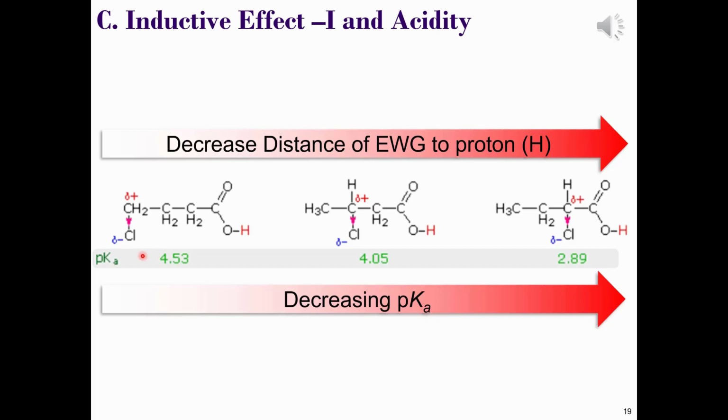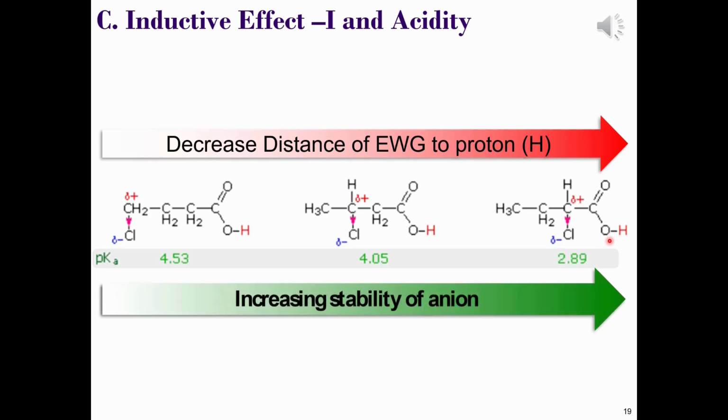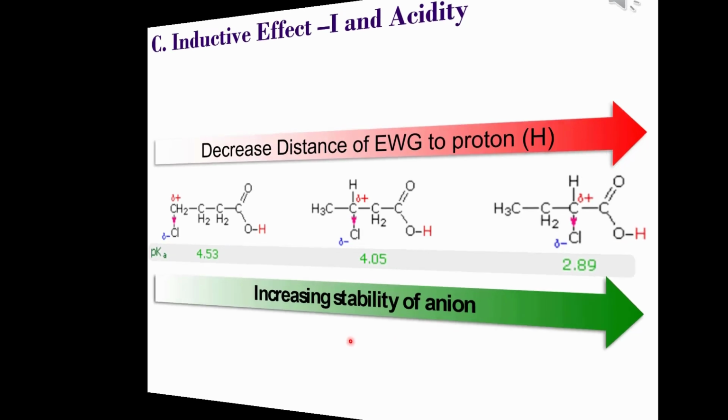This means that the inductive effect is magnified the closer to the acidic group it is. So when these acids are being deprotonated, the most stable anion is the one that has the chlorine atom closest to the carboxylate group. So far, all of the conversations have been concerned with the electron withdrawing groups. What about the effect of electron donating groups on acidity?